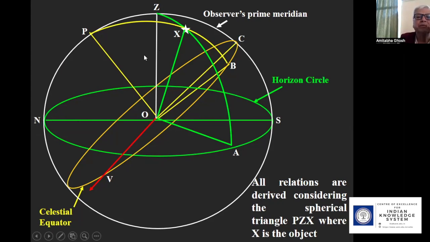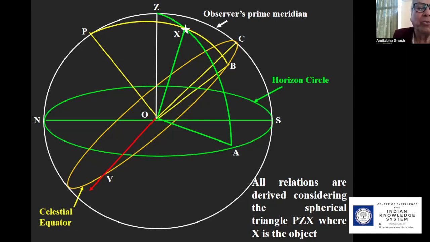Now, a particular object. So this is the prime meridian and this is the horizon circle. Now, suppose this is a star you want to identify. You know that this great circle passing through the zenith and the star meets the horizon circle here. We call this point A. Now, you know that this angle is the azimuth and this angle is the altitude. They are written as capital A and small a. So this we already know.